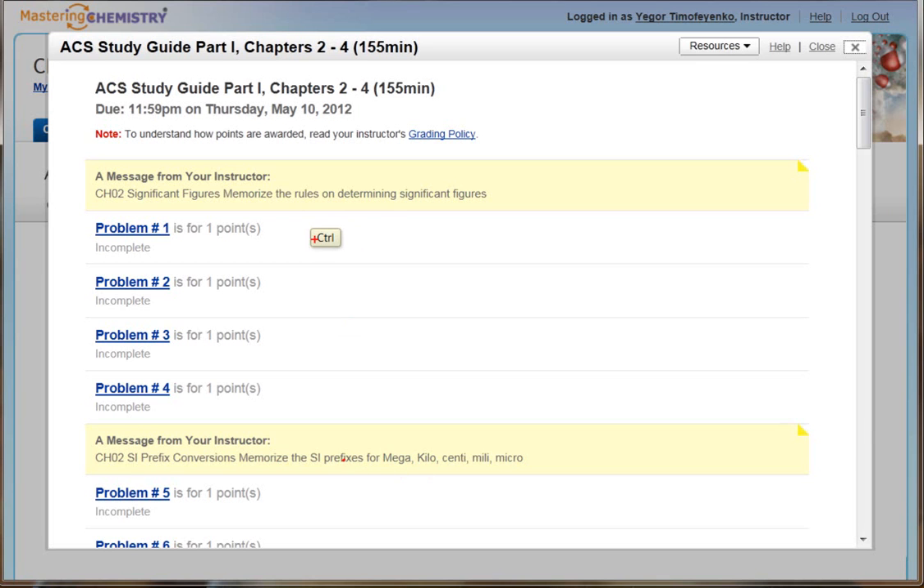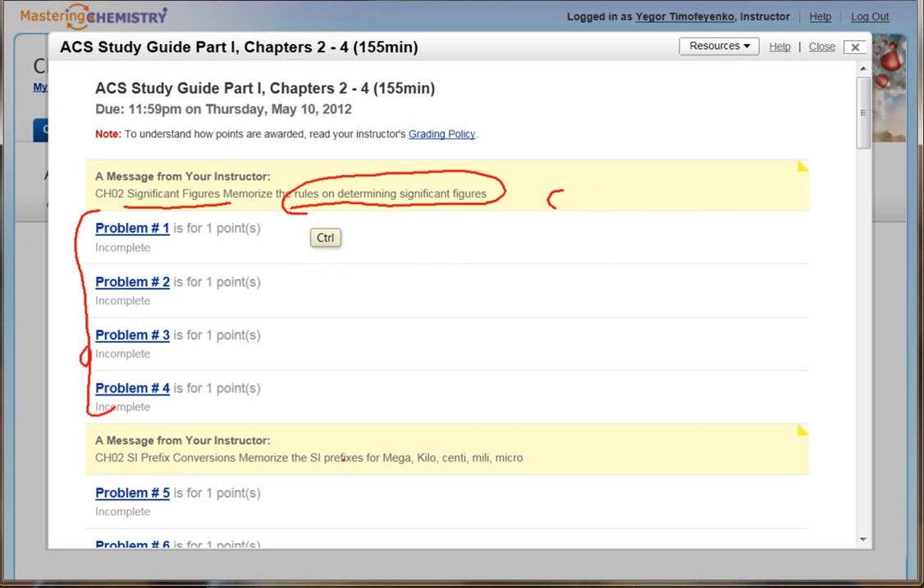For example, this particular topic is on significant figures. You have a set of problems on significant figures. What do you need to know to solve those problems? You need to know the rules on determining the significant figures. In other words, remember which zeros are significant or not.